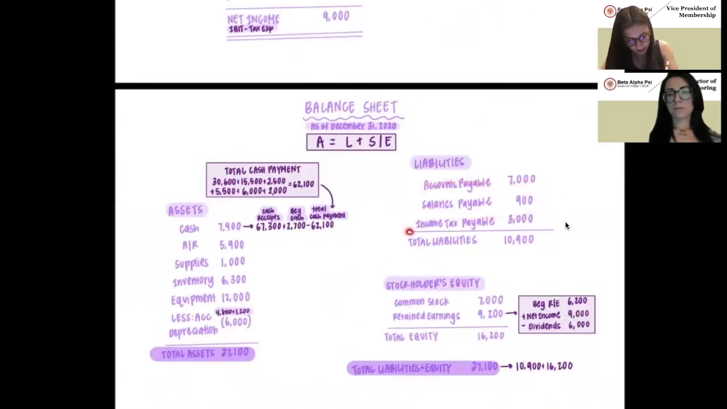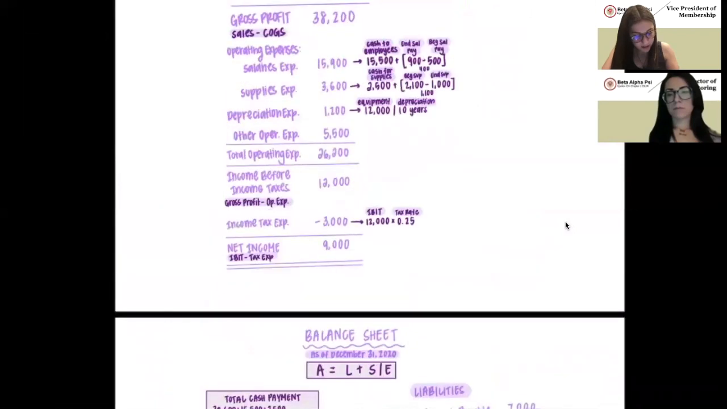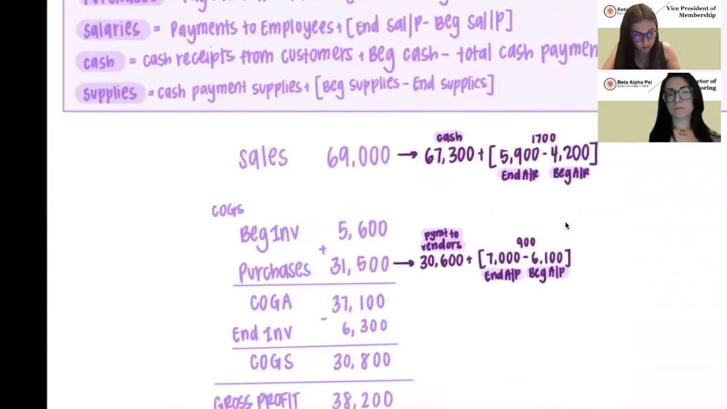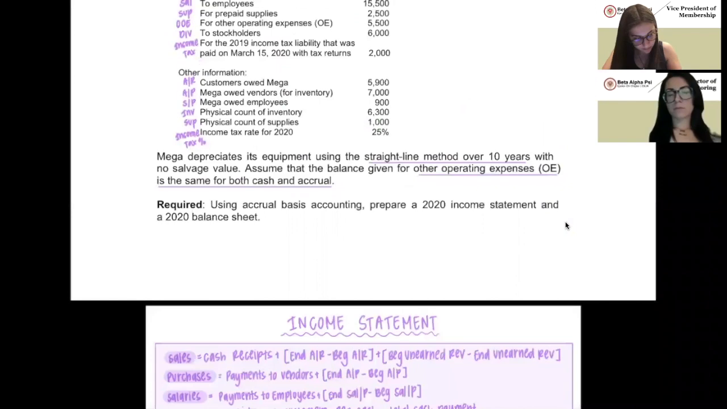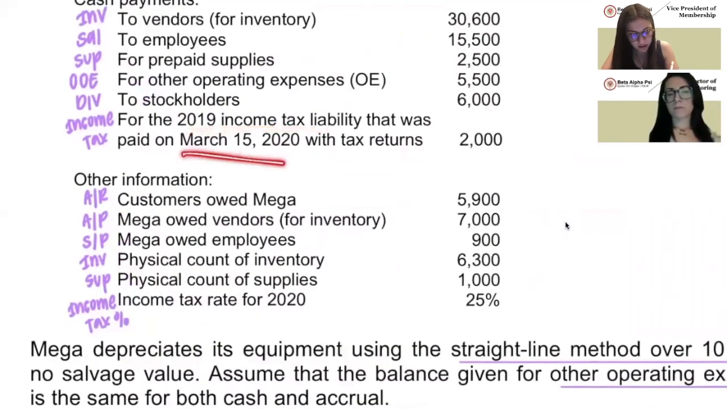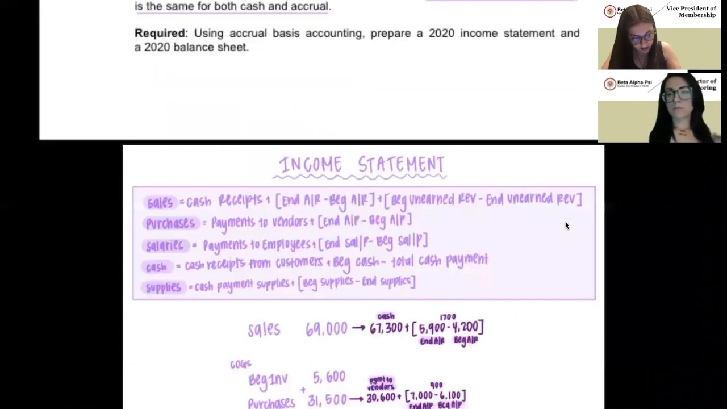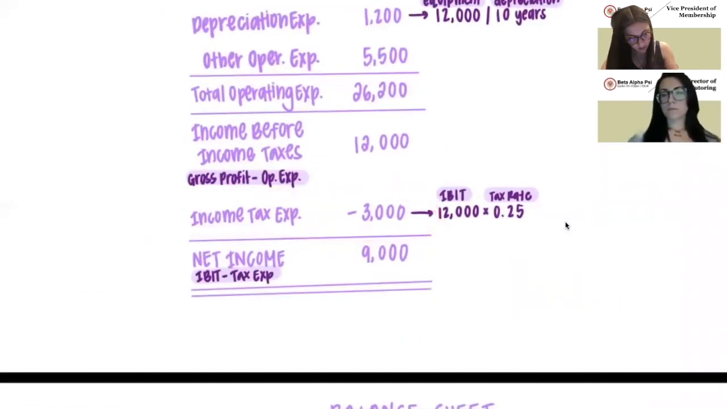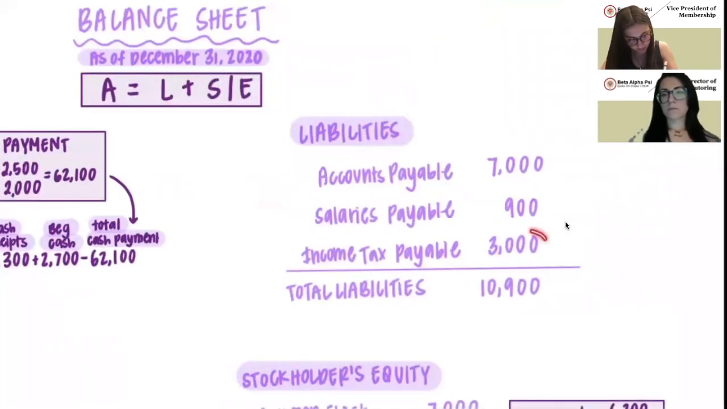Now our income tax payable, we calculated our income tax, the 3,000, but it's not due until the following year. Just like how the 2019 income tax liability was paid in 2020, our income tax liability for 2020 won't be due until 2021. So our income tax expense is going to equal our income tax liability, $3,000. Now we have our total liabilities of 10,900.